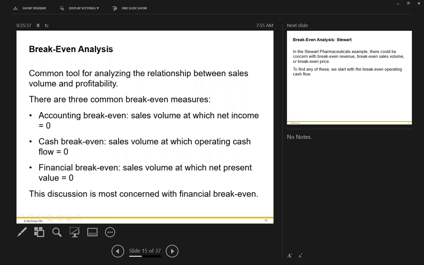So there are three common break-even measures. Sales volume at which net income is 0, that's our accounting break-even. So how many do we have to sell to have net income be 0? Cash break-even is the amount of sales we have to have for operating cash to be 0. And our financial break-even is the sales volume to have our net present value at 0. So we're going to focus most of this on our financial break-even.